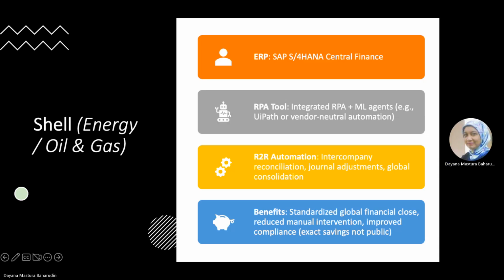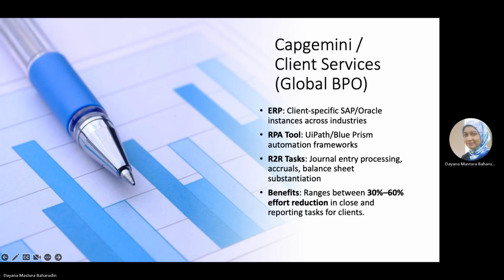Yeah. Okay, R2R automation: intercompany reconciliation, journal adjustments, and global consolidation. Benefits: standardized global financial close, reduced manual intervention, improved compliance. Capgemini, ERP will be client-specific SAP or Oracle instances.